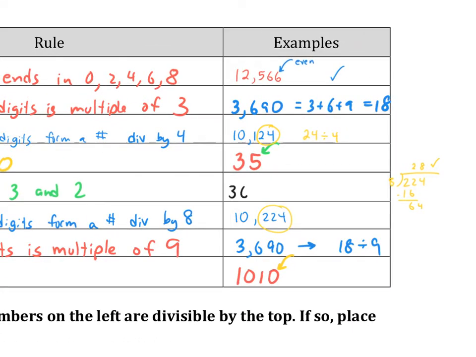3690 is even, so that's a check, ends in a 0. And because 3 plus 6 plus 9 is 18, and that's divisible by 3, that's a check. So I just have to check the 2 rules there. Check that it's even, and check that it's divisible by 3. And there we go.